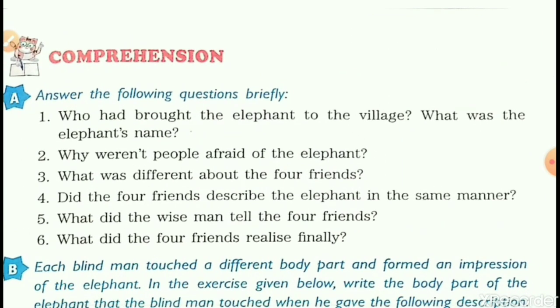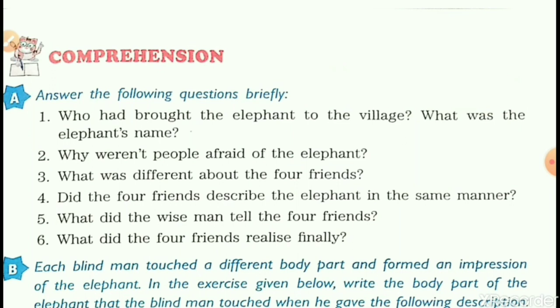Students, first I'll revise the comprehension, and the first exercise is: answer the following questions briefly. First question is, who had brought the elephant to the village? What was the elephant's name? Answer, a wise man had brought the elephant to the village. The elephant's name was Gajju. Question number 2. Why weren't people afraid of the elephant? Answer, Gajju was a tame animal, so no one was afraid of him.